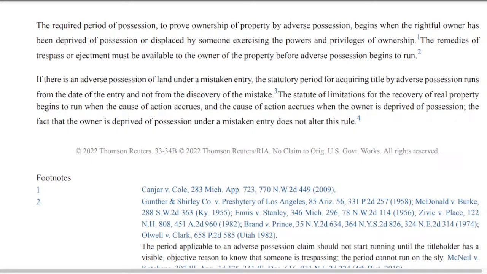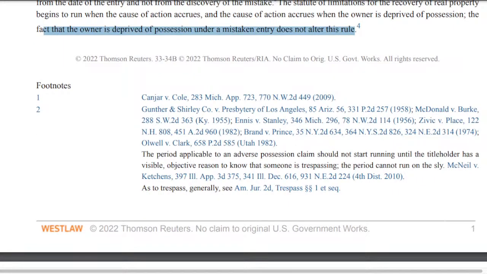The statute of limitations for recovery of real property begins to run when the cause of action accrues. And the cause of action accrues when the owner is deprived of possession. The fact that the owner is deprived of possession under a mistaken entry does not alter this rule. So there it is. The period applicable to an adverse possession claim should not start running until the title holder has a visible, objective reason to know that someone is trespassing. The period cannot run on the sly. So again, notorious, visible, right?